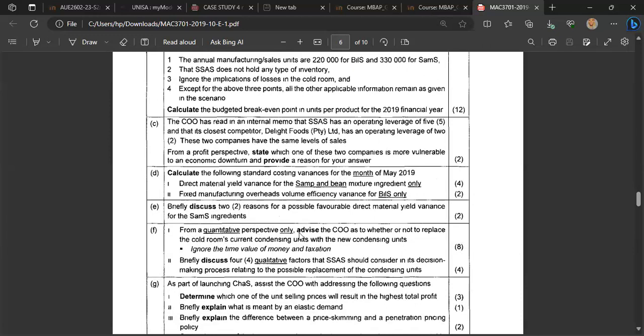And then from a quantitative perspective, only advise the COO whether or not to replace the cold room's current condensing units with the new condensing units, ignoring, of course, time value of money and taxation. So this was just for 8 marks. Last week, I believe we assisted on this here. But maybe during the course of the week, I hope we make it on Wednesday. If we can make it on Wednesday, then this is what we are going to cover as well, just to make sure that this has been hammered on us.